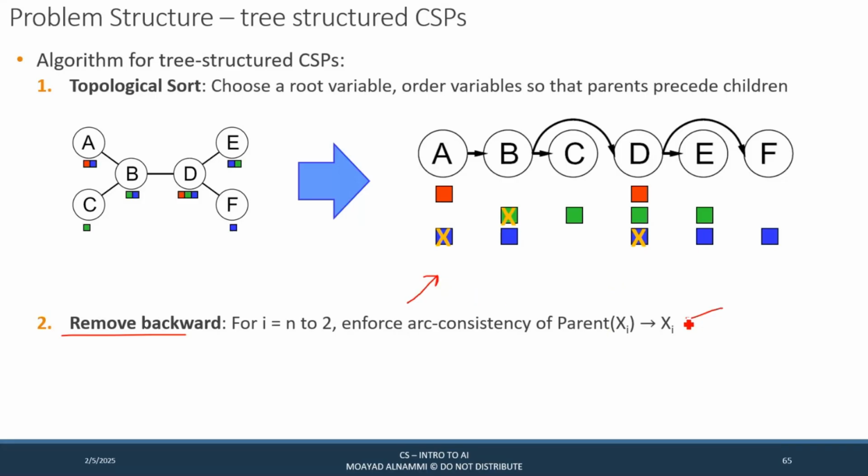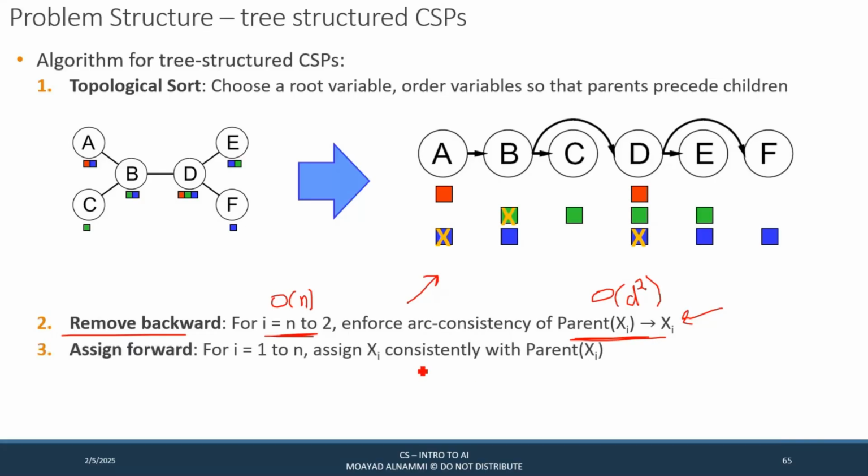Okay, the cost of this step, as we can see, is an O(n) loop here. And the cost of enforcing arc consistency for a parent is going to be, in the worst case, O(d squared). Okay. Finally, with these current domains, I'm going to loop from i equals 1 to n. I'm going to assign xi consistently with the parent of xi. So I start from here. It has no parent. I just pick whatever value is in the domain. So I'm going to pick red. Then move the pointer forward.